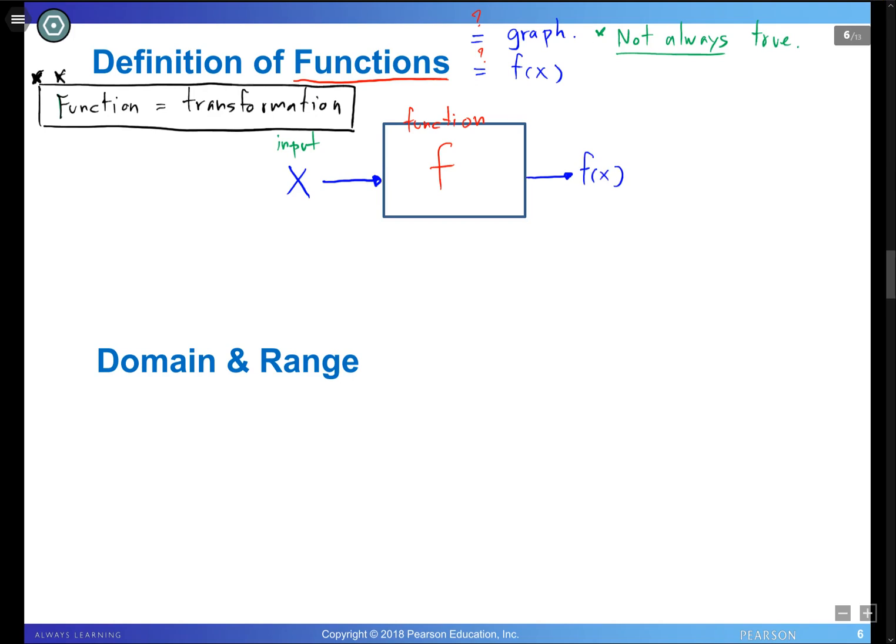So let's write that down. This is the output of the function, and it can be considered as the image of x or the product of x, image of x. Okay, there you go. That is the idea, changing x into its own image. That is the idea of a function.